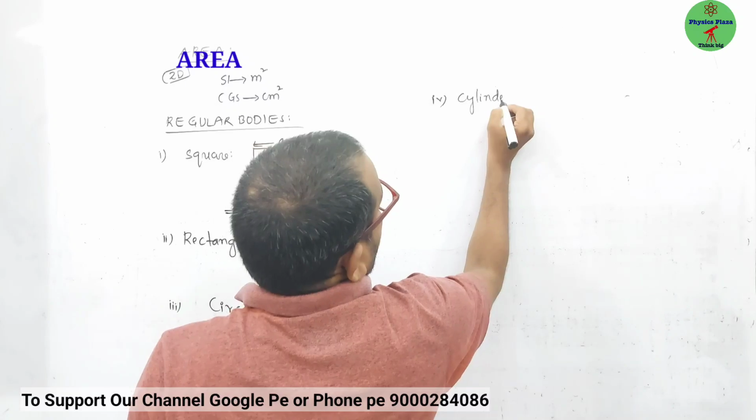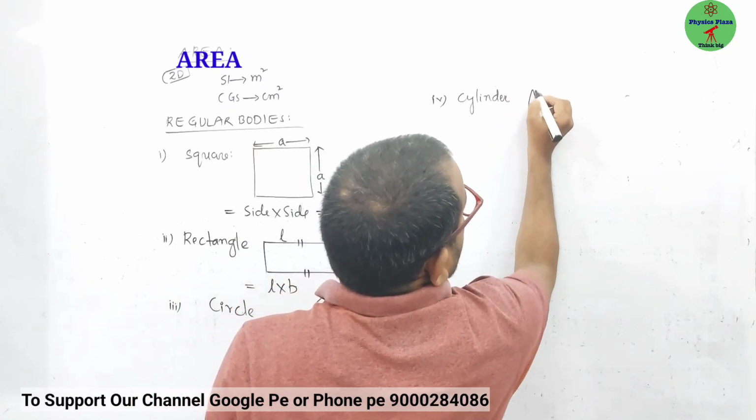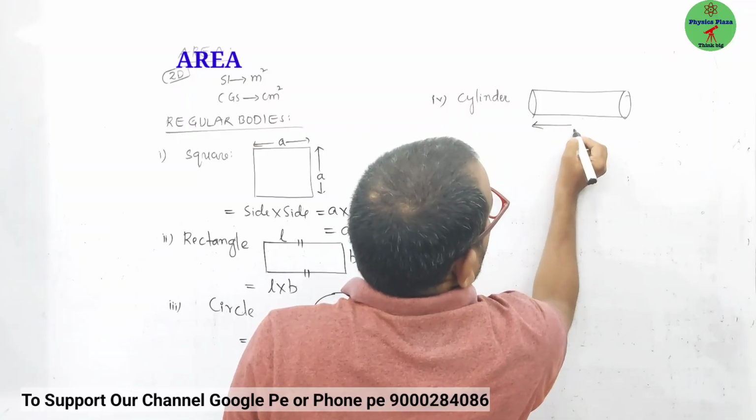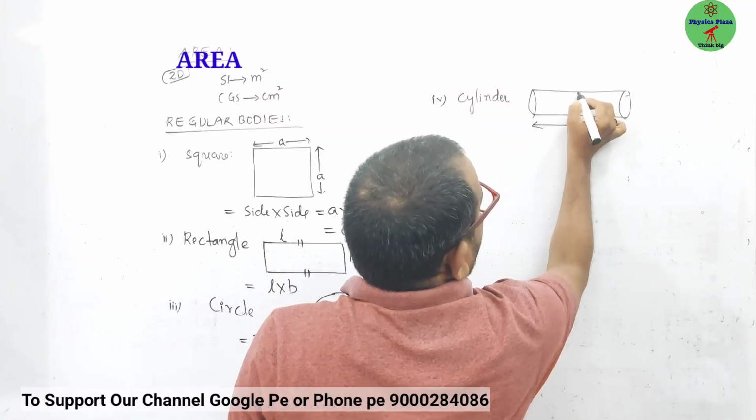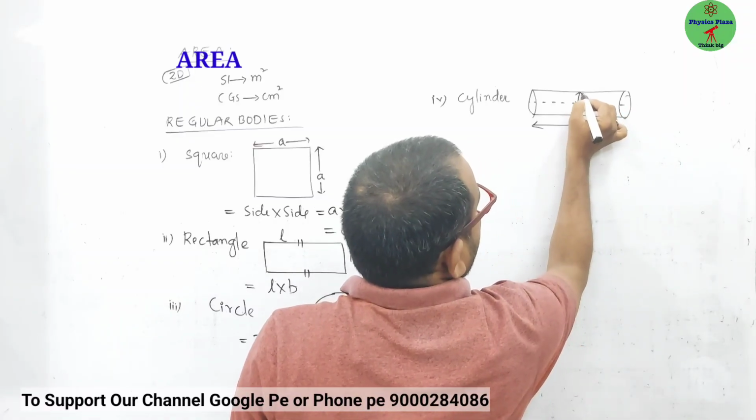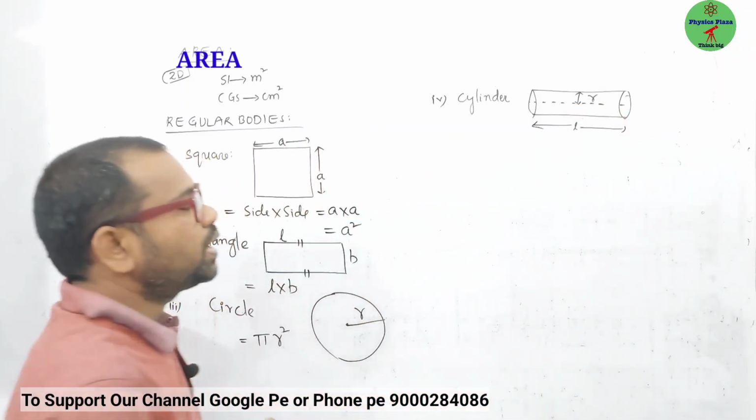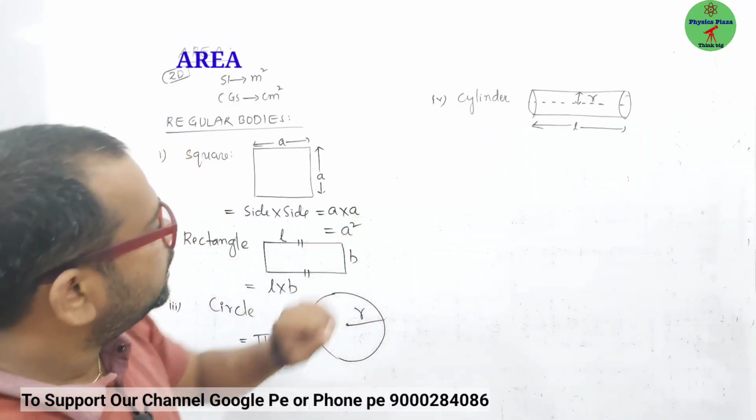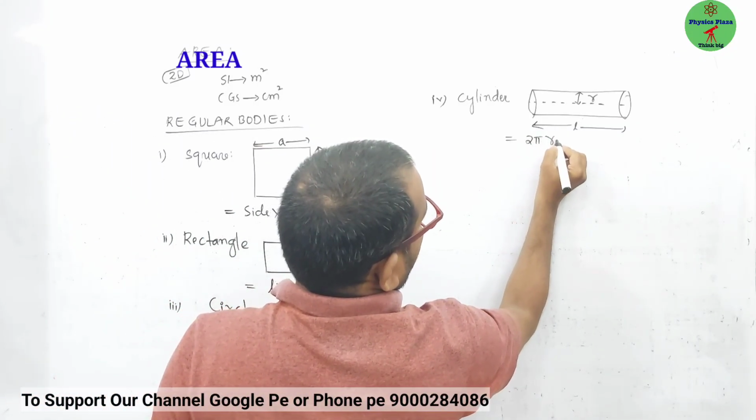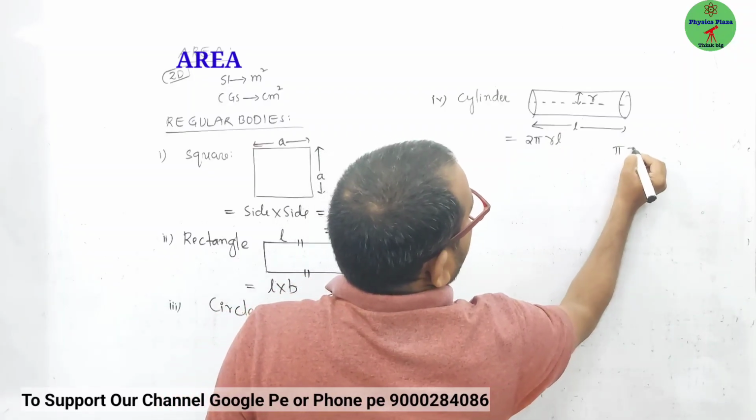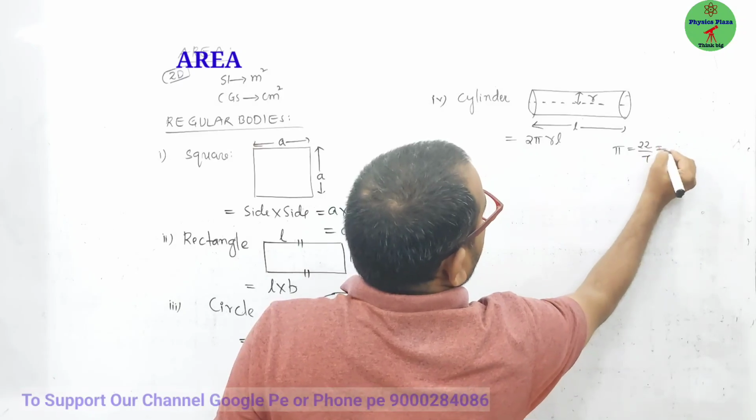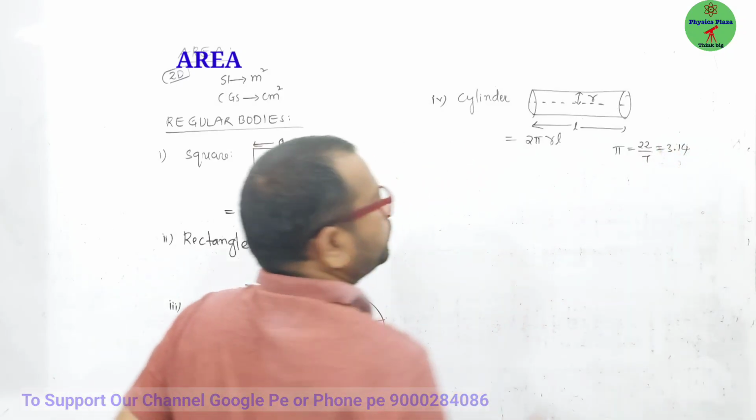Cylinder area. Let us take a cylinder of length L, and this, let us say, is the axis. This is the radius of the cylinder. R is the radius of the cylinder, L is the length. Then its area is going to be 2 pi r L. Again, you can take the pi value as 22 by 7, which is approximately equal to 3.14.